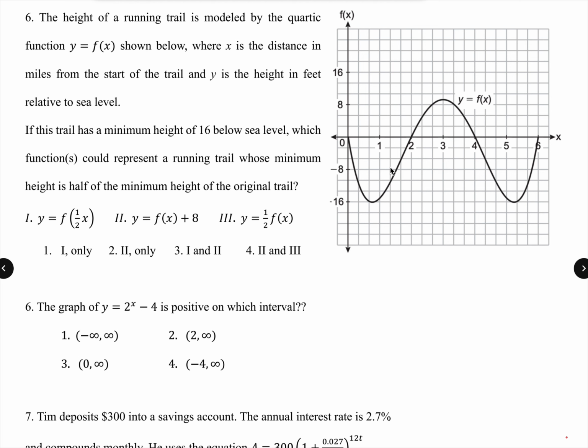So if we look at another one, we have another trig function to look at. The height of a running trail is modeled by the quartic function y equals f of x, where x is the distance in miles from the start of the trail and y is the height in feet relative to sea level. If this trail has a minimum height of 16 feet below sea level, which function could represent a running trail whose minimum height is half of the minimum height of the original trail? They're giving you the 16, and I'll just point it out to you, the 16 is here, that's the minimum.